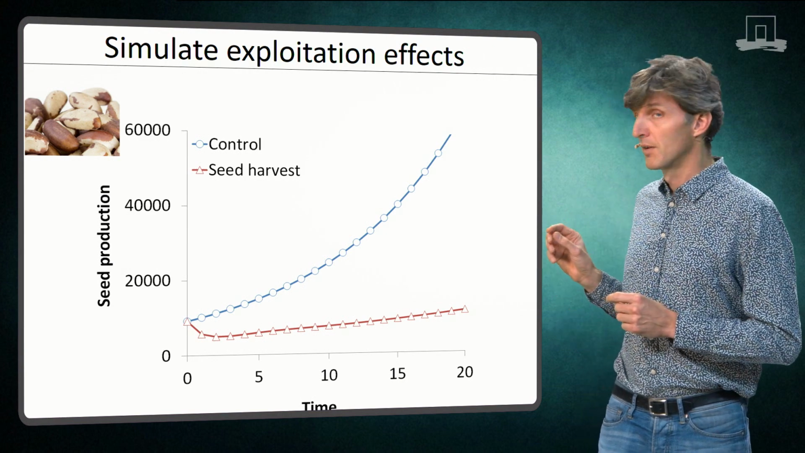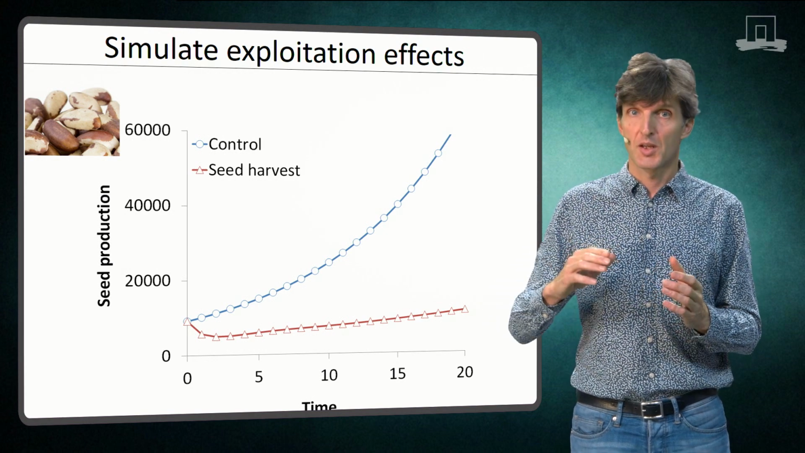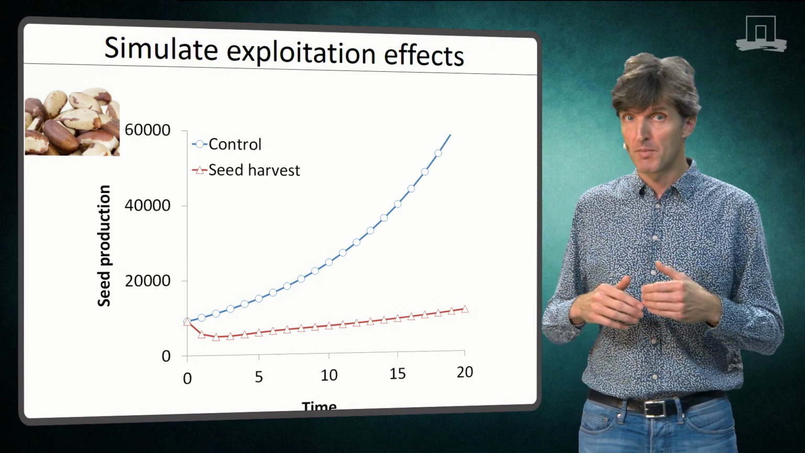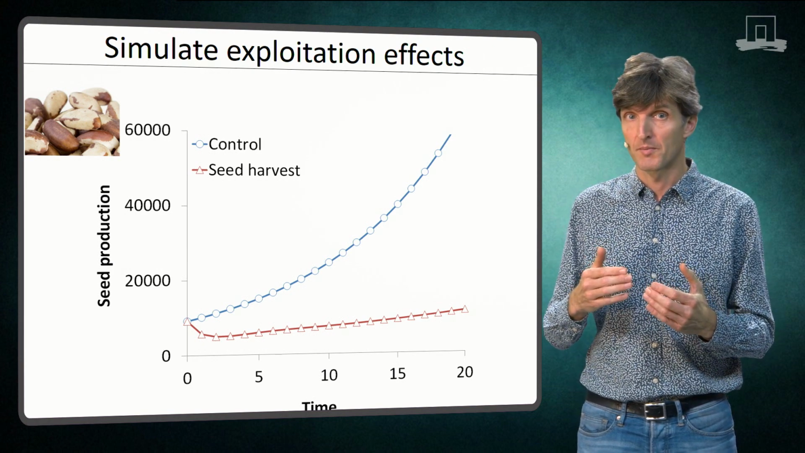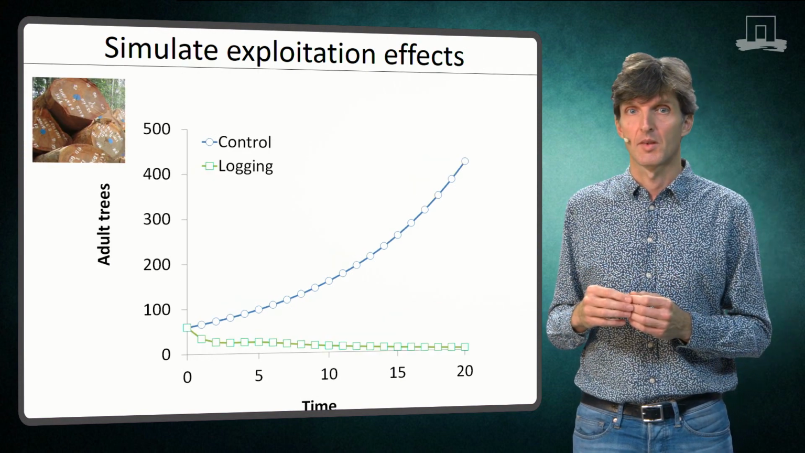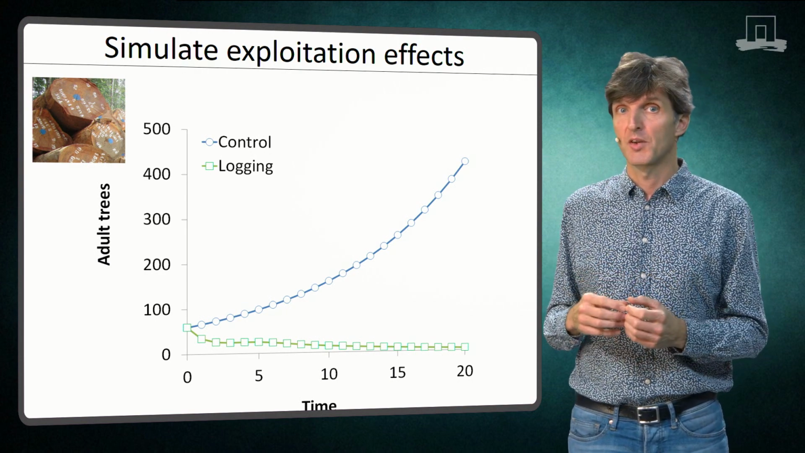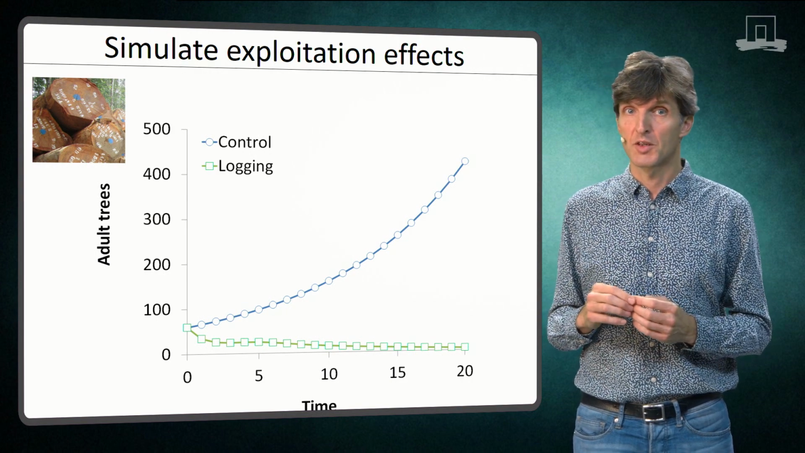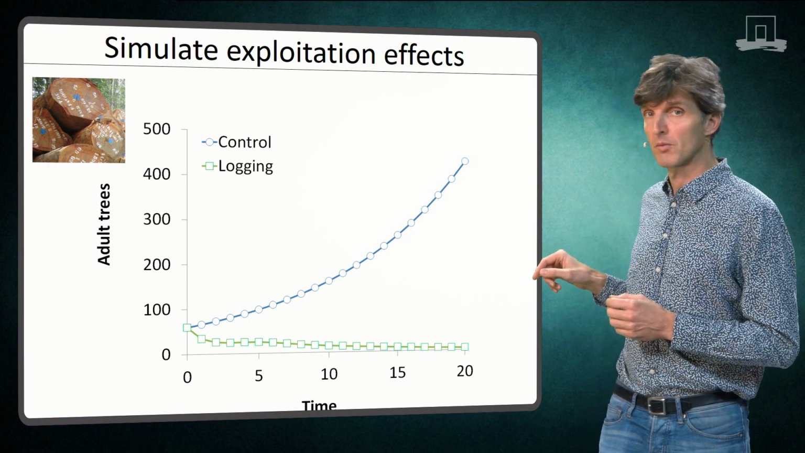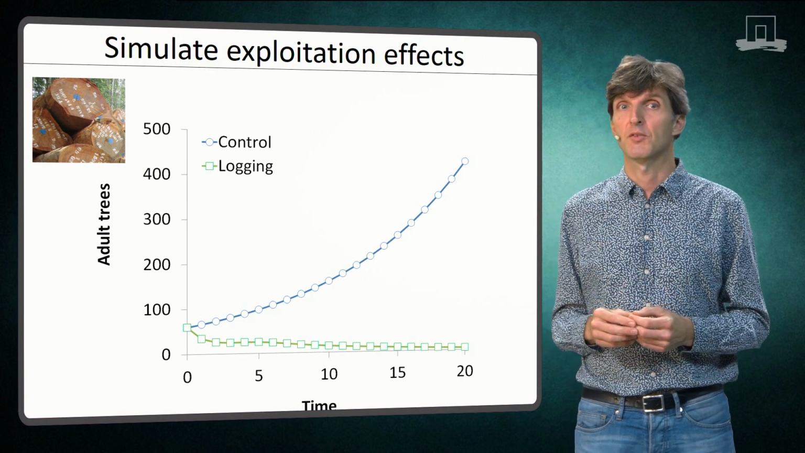In this graph, you can see that without any harvest, seed production would increase exponentially, just like population growth. If we simulate 60% seed harvesting, the amount of seeds remains the same over time. This is an indication that seed harvesting can be sustained over time. And what about the amount of trees that can be logged? This graph shows the simulated developments of small and large adult trees over time. And it is clear that the amount of adult trees that can be harvested is going down. So wood production can clearly not be sustained if 60% of the adult trees are logged each year.